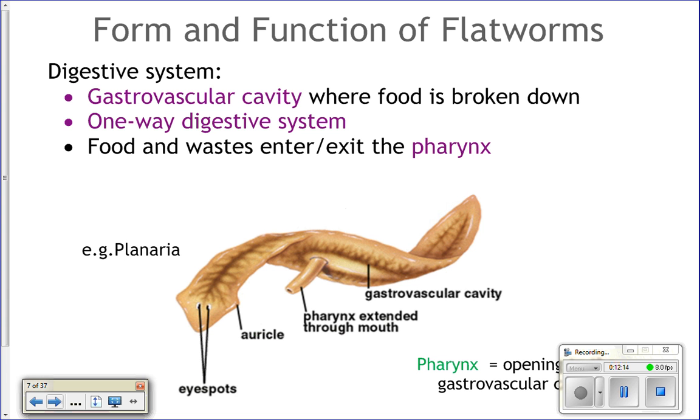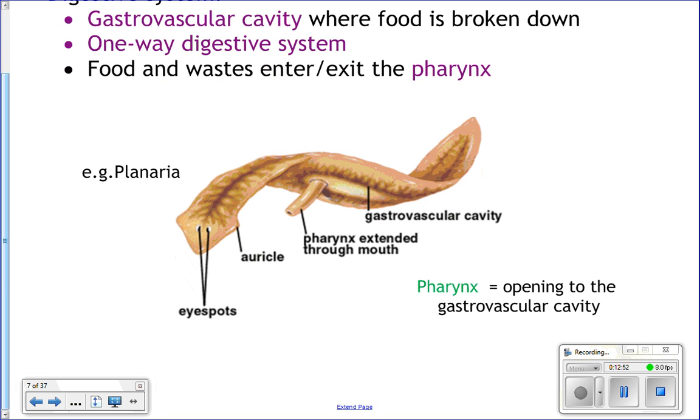They do have an extensible pharynx, so that they can extend through the mouth to help them suck up the food and stuff that's around them. So their mouth is actually in the middle of their body. It's not up near the head where you would think it is. Think of it like your belly button, right? That's where their mouth is. And see on this picture the dark regions on the flatworm, that's the gastrovascular cavity. That gastrovascular cavity extends throughout the worm and is very, very highly branched. You see that? And the pharynx is the opening to the gastrovascular cavity.